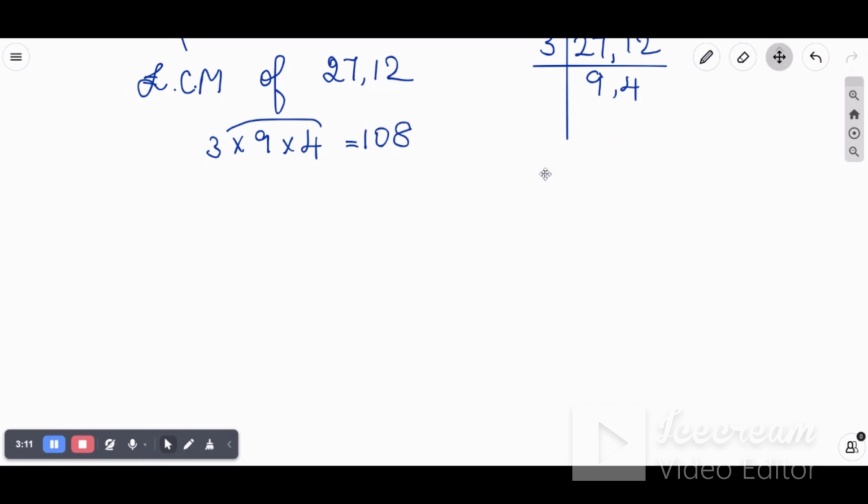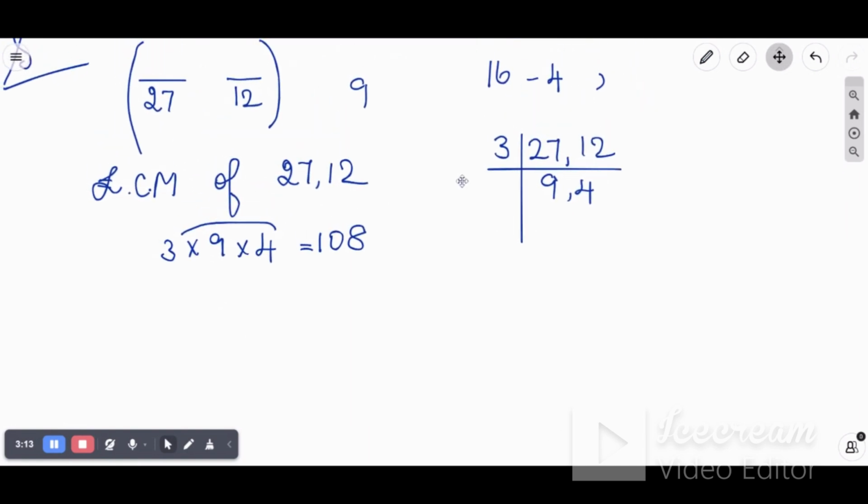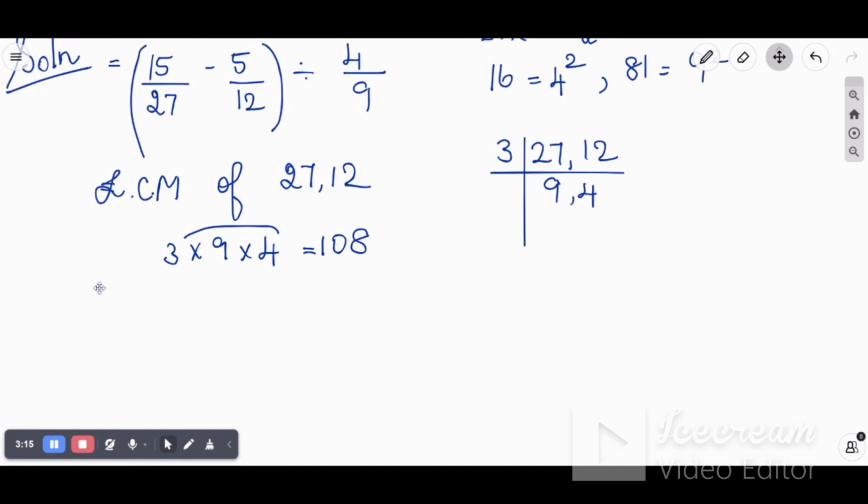So we need to know what we are taking the LCM for, right? 15 by 27. And this we have to multiply by something, and this gives our 108. So 27 means 9 3s are 27. We have to put 4 here. 15 4s are, it's nothing but 60.